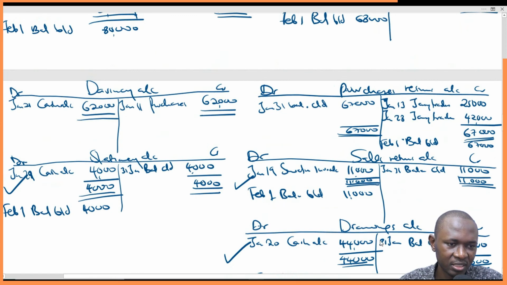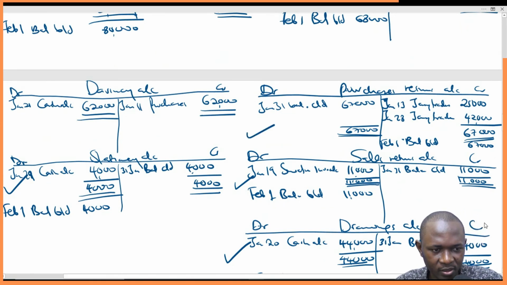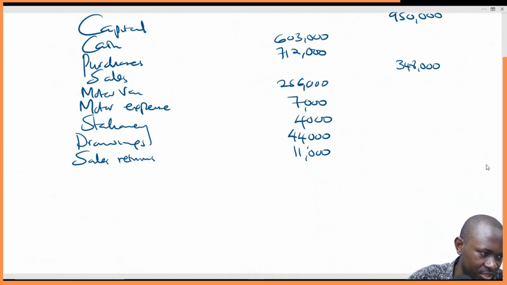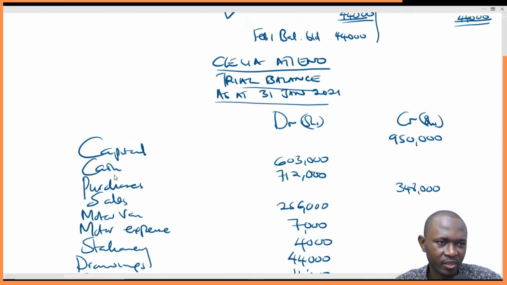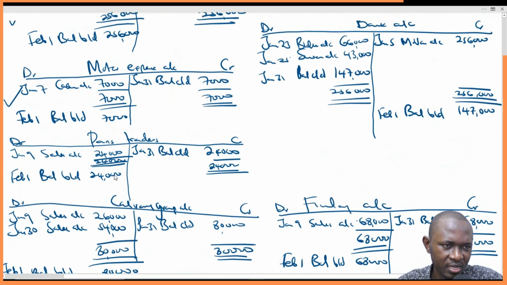Purchase returns. Now we are picking purchase returns. This is 67,000 on the credit side. Purchase returns 67,000 on the credit side. Next, Finlay, let's leave that one.